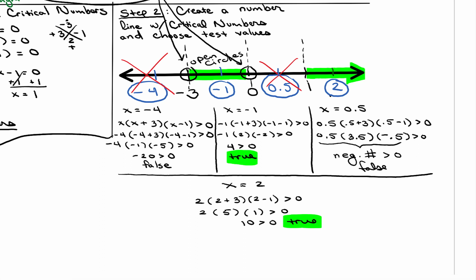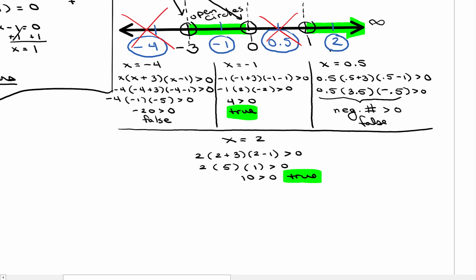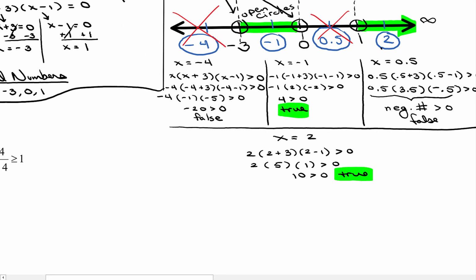So we're going to highlight that in, and I'm going to put an open circle on the 1 because once again, we said that we cannot include those values of the critical numbers because this problem said strictly greater than. When is this function strictly greater than 0? And on all those critical values, that's when the function equals 0.